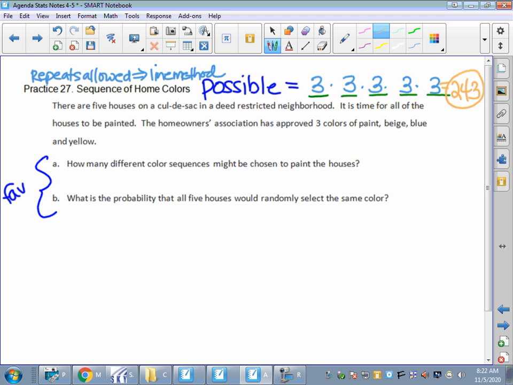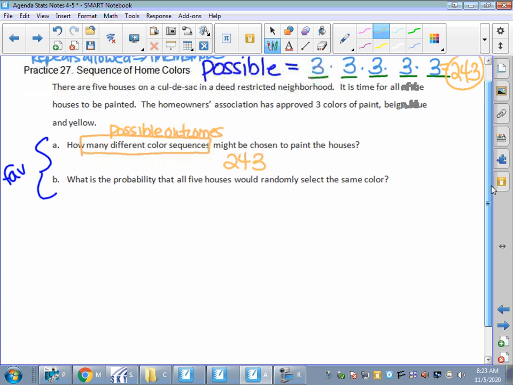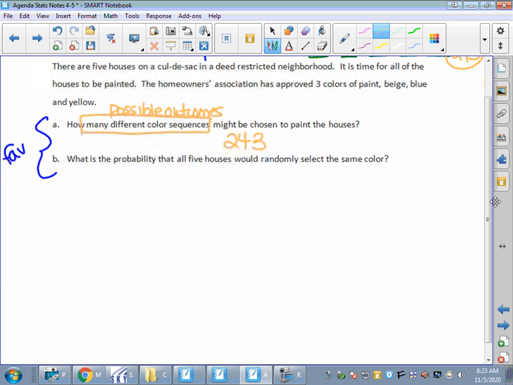So letter A actually is asking possible. How many different color sequences? So that's really asking possible outcomes. Well, we already did the math for that. That's 3 to the 5th power, or 243. Letter B is an interesting question because it's bigger than it looks. What's the probability that all 5 houses would randomly select the same color?